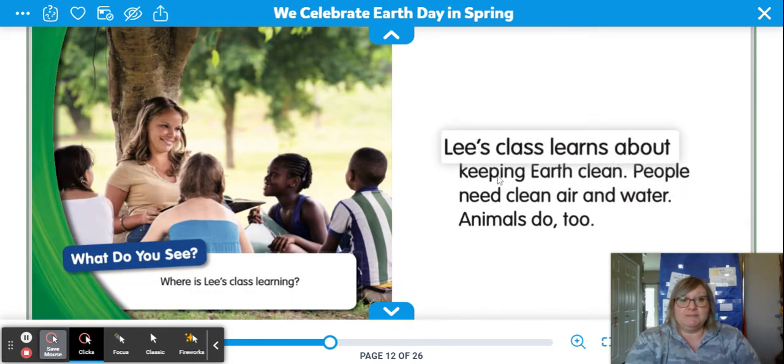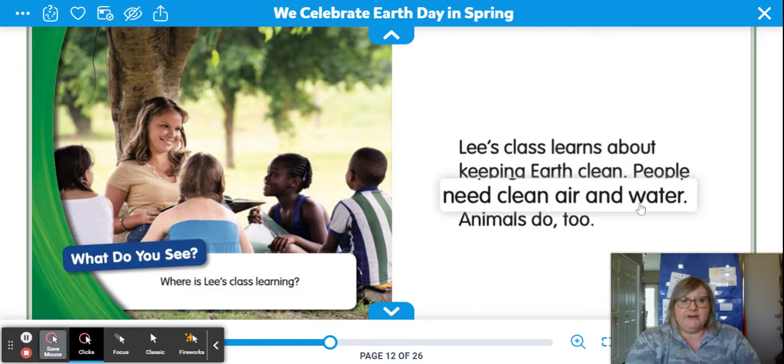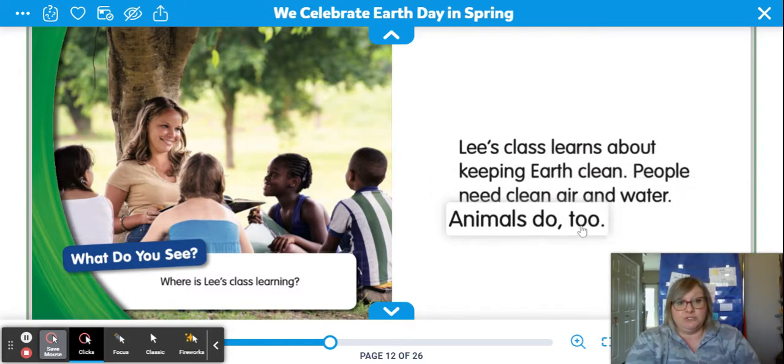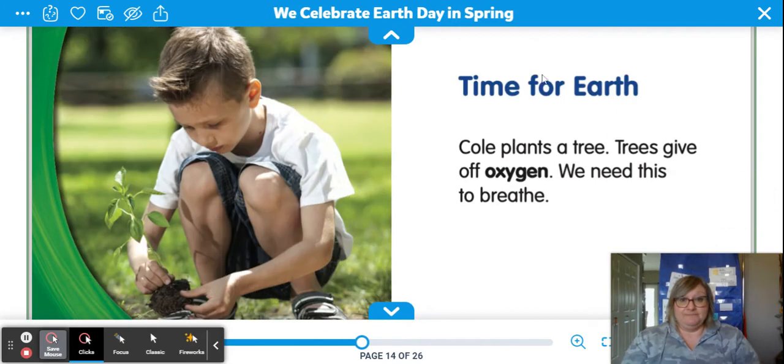Lee's class learns about keeping Earth clean. People need clean air and water. Animals do too. Don't skip this page. What do you see? Where is Lee's class learning? Oh, they're learning outside under a tree, which makes sense because we're kind of giving thanks to the earth. So being outside is always a good spot to do that.